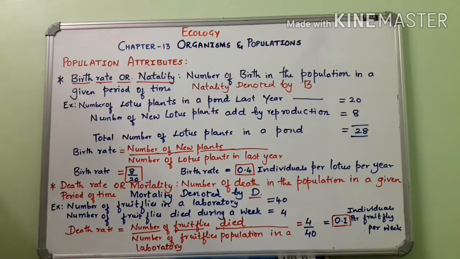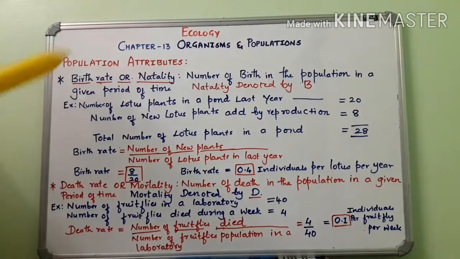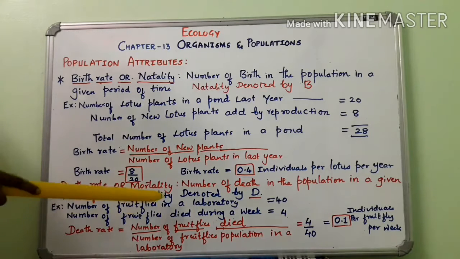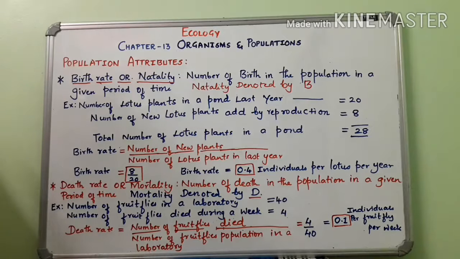Okay. Next is the death rate or mortality. Death rate or mortality is the number of deaths in a population in a given period of time. The mortality is denoted by capital D. So here also we have taken the same species, fruit flies. Okay. So, for example, the number of fruit flies in a laboratory is 40. The number of fruit flies that died during a week is 4.